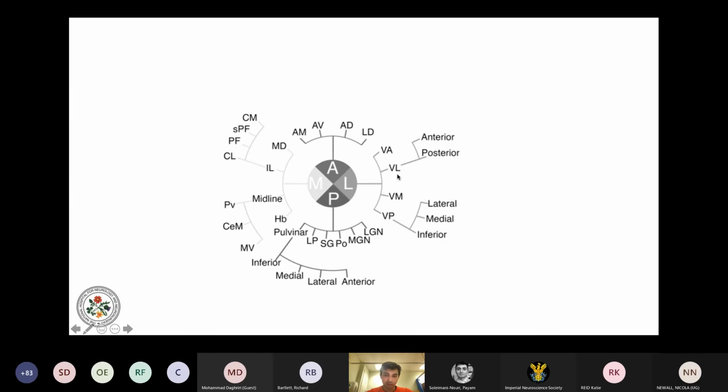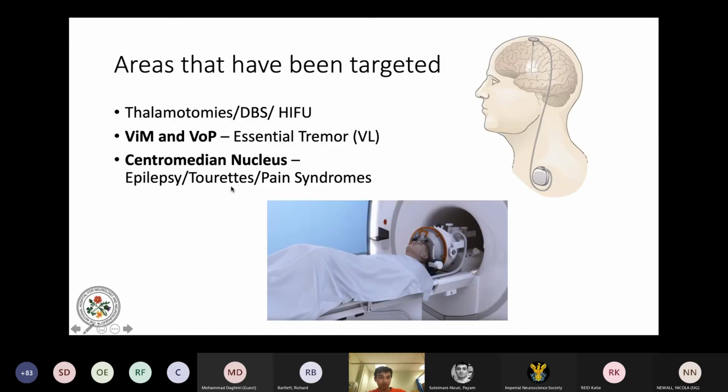Ventral anterior, ventral lateral, which are the motor ones. Ventral medial, ventral posterior, and again, split into the three. And then, of course, your pulvinar, your lateral and medial geniculate bodies. And here are further classifications of the following. So what is the relevance of these?